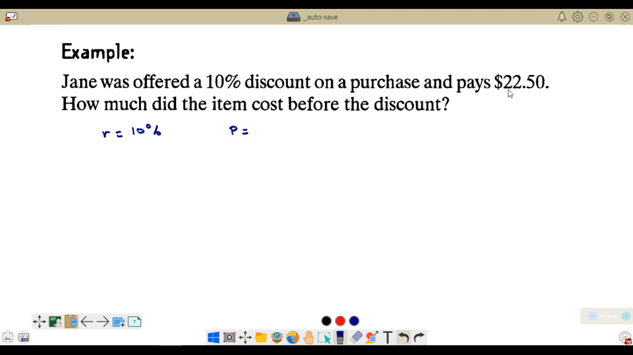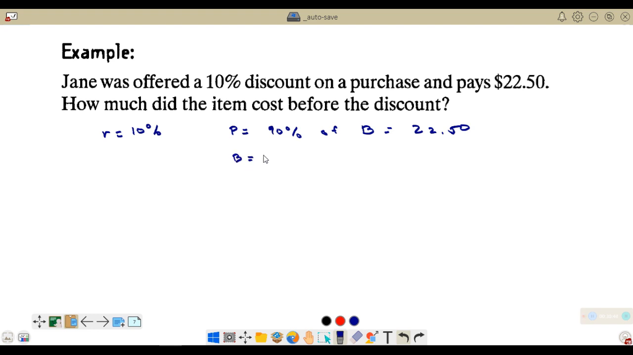So, actually, itong 22.50 na to, this is the difference between 10% and 100%, which is 90% of the base. So, ang percentage natin dito na 90% of the base is 22.50. Hindi siya 10% lang. 90% siya ng base. Si 22.50. Okay? Next, let's go to the base.